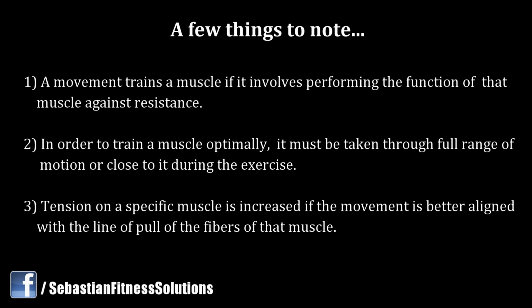Finally, the third point to remember is that tension on a specific muscle can be increased if the movement is better aligned with the line of pull of maximum number of muscle fibers of that muscle. Now, this can happen in a joint which allows for adjustment in angles across the movement. Some joints allow that, some don't. Some joints just simply don't allow change of angle like that. We'll get into that later on in the video. But just keep this in mind as one point because it's going to be relevant to this video, right?